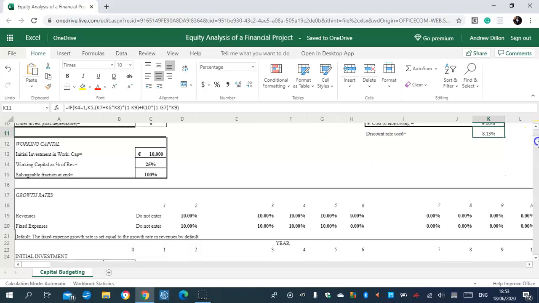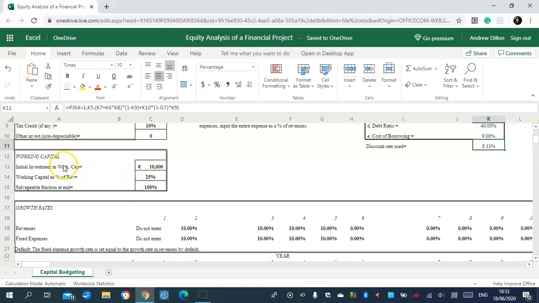Let's go down. The initial investment in working capital is €10,000, with 25% for the working capital as a percentage of the revenue. Then the salvage fraction at the end is 100%. This is not important, I do not enter those figures. It's just relating to the previous table, 10% and up.